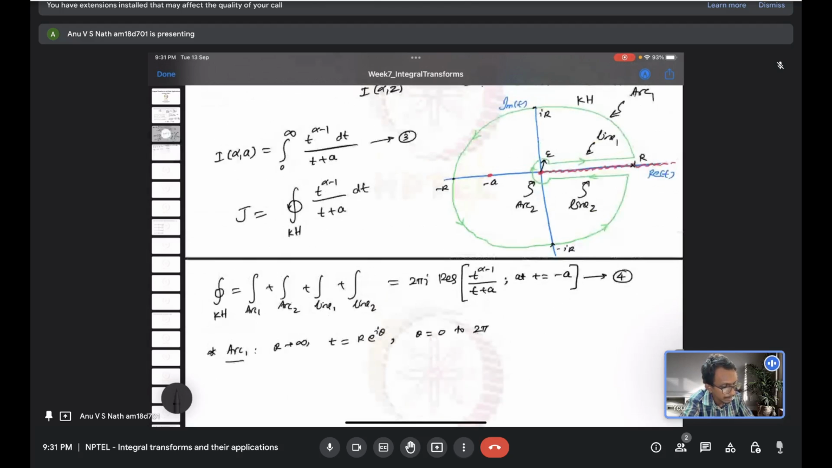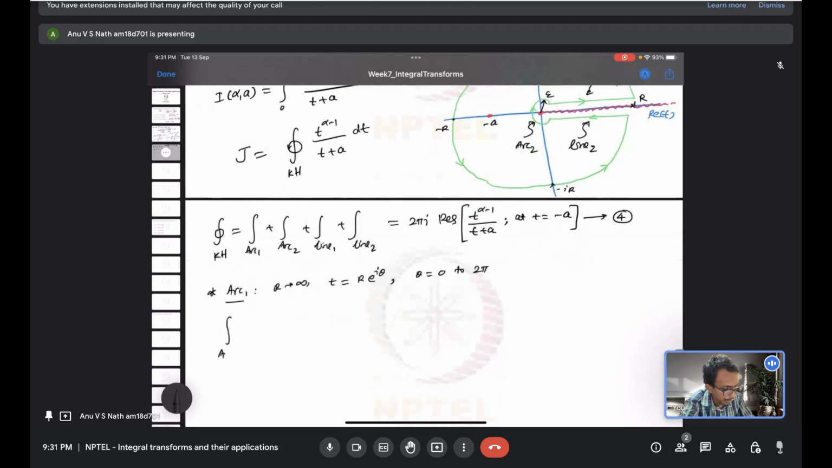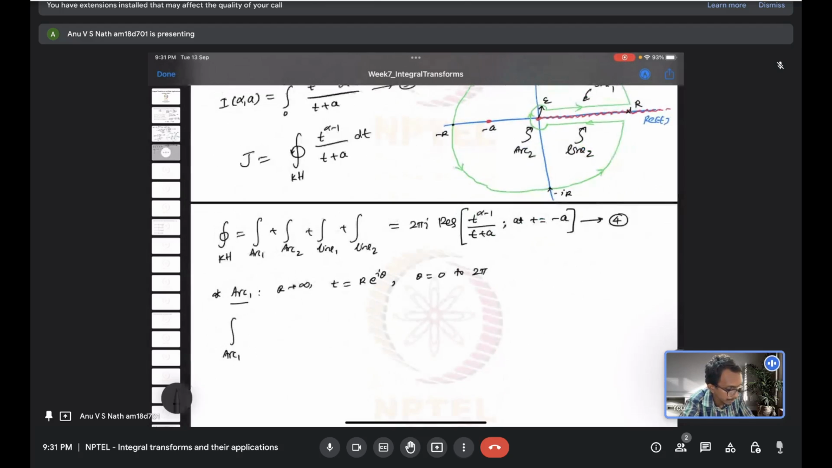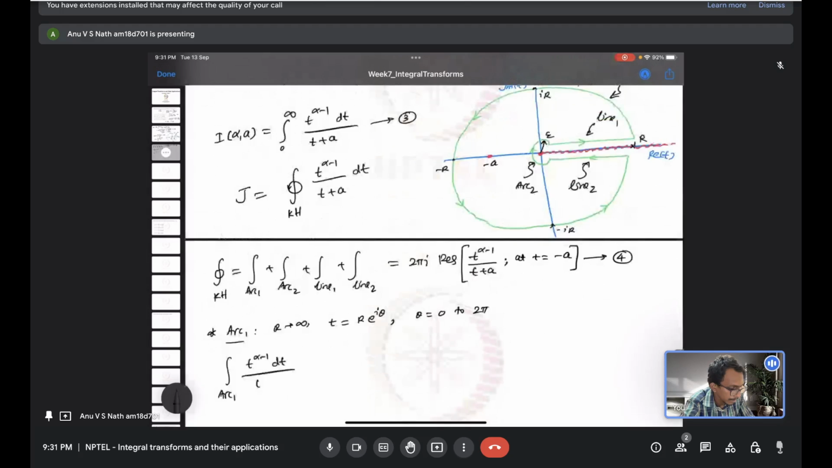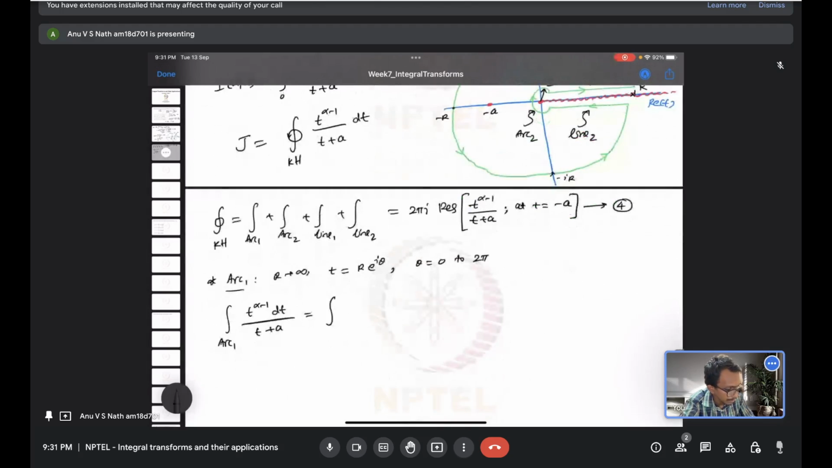So this is the integral, and in the limit r tending to infinity, we need to perform it. The arc 1 integral of the function t raised to alpha minus 1 dt by t plus a. In the limit capital R tending to infinity, I will replace t as r e raised to i theta, the whole raised to alpha minus 1. Then dt: remember r is fixed, only theta is varying along the arc. So r is a constant, then e raised to i theta times i d theta divided by t plus a, which is r e raised to i theta plus a. And now theta is going from 0 to 2 pi.